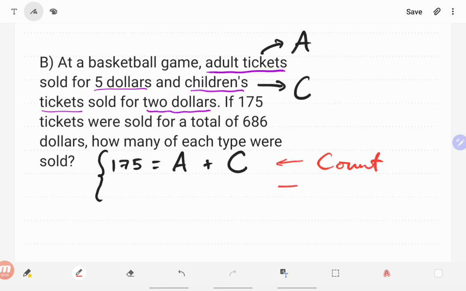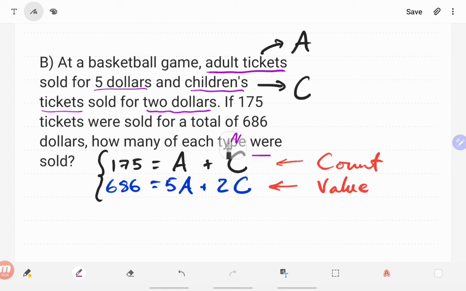Now, for value, we've got $686. Well, when I'm talking about value, I have to add value to my variable. So that's $5 for an adult ticket and $2 for a children's ticket. Okay? We have to solve either using substitution or elimination, but I recommend when you've got our variables already on the same side, let's use elimination. It just makes it that much easier.